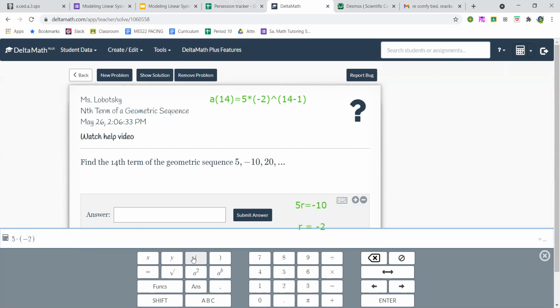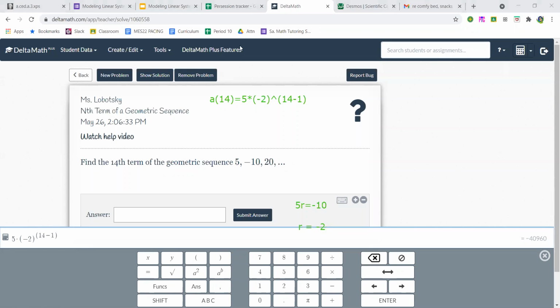And then I can do parentheses to get the 14 minus 1, or guess what? I could just do the math and say 13. Either way. But if you wanted to do the 14 minus 1, it would look like this. Parentheses, 14 minus 1, close parentheses. Any questions on this?